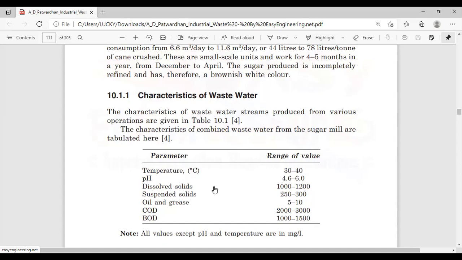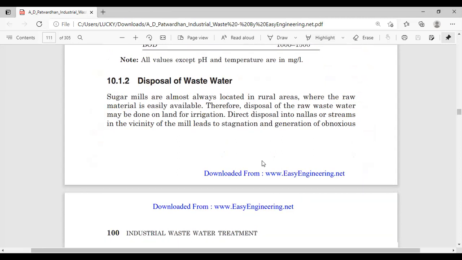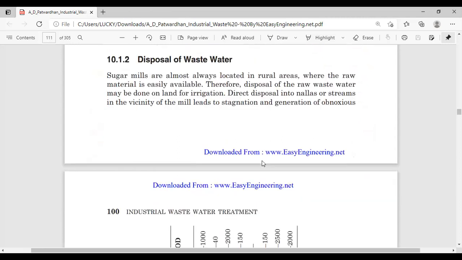The COD is 2000 to 3000 and BOD is 1000 to 1500. All values except pH and temperature are milligram per liter. Now, disposal of wastewater. Sugar mills are almost always located in rural areas where the raw material is easily available. Therefore, disposal of the raw wastewater may be done on land for irrigation.